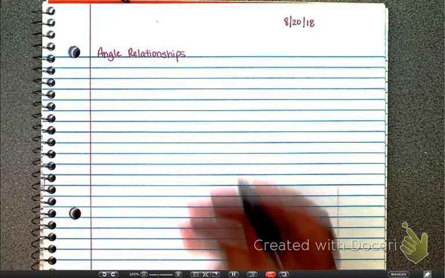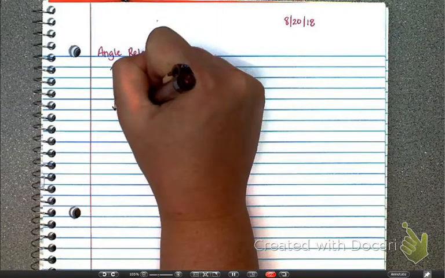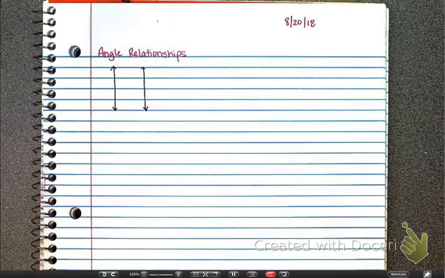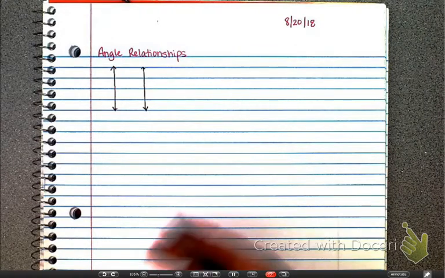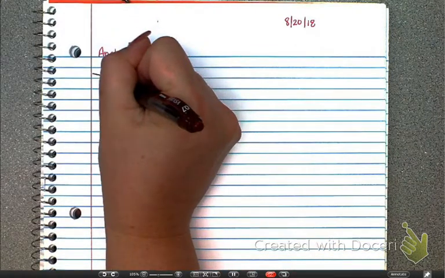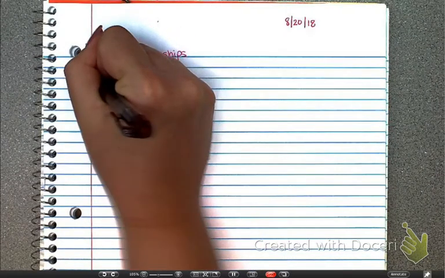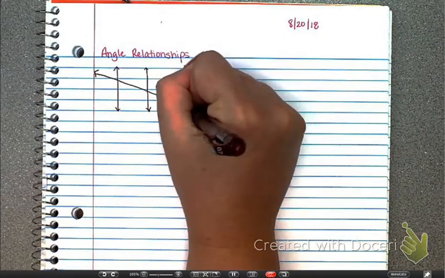So, if you have two parallel lines, what do you know about those two lines? They won't ever cross each other, right? Yeah. Now, in IM1, you learned about a line that goes through those parallel lines. Does anyone remember what that's called? Transversal. Good.